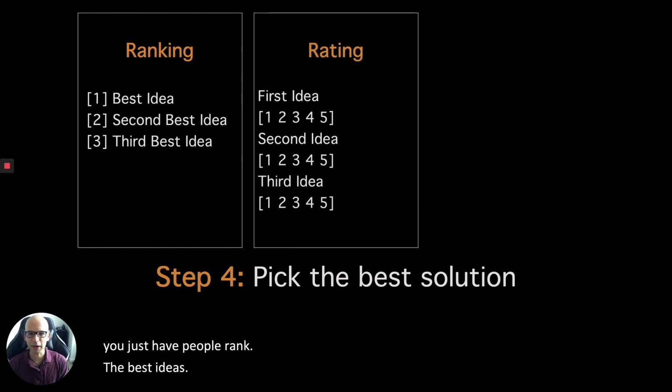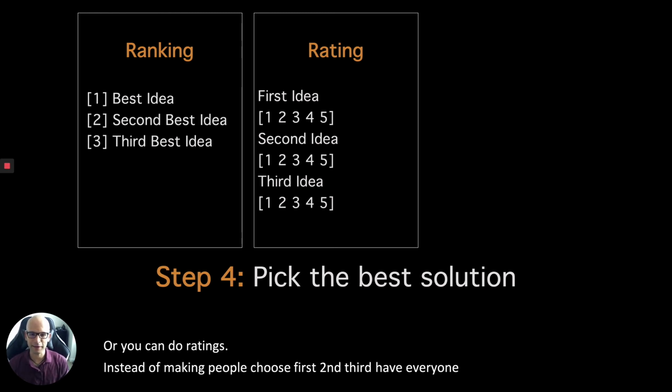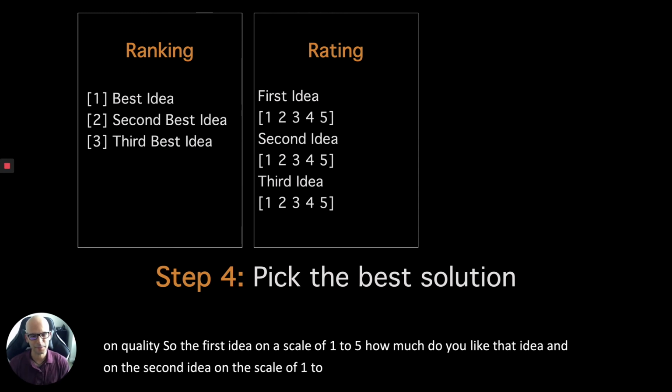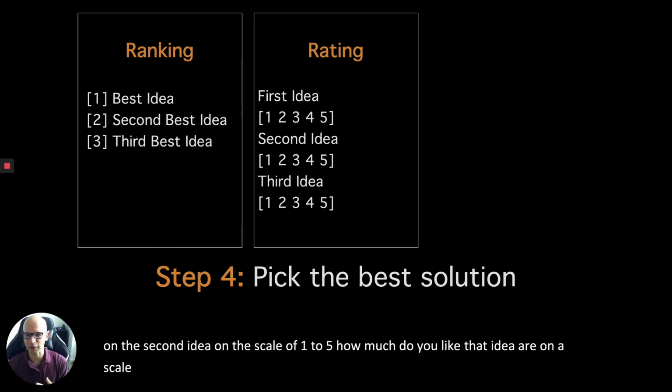Or you can do ratings. Instead of making people choose first, second, third, have everyone just rate the idea on quality. So the first idea, on a scale of 1 to 5, how much do you like that idea? And the second idea, on a scale of 1 to 5, how much do you like that idea? Or on a scale of 1 to 5, how much do you like the third idea?